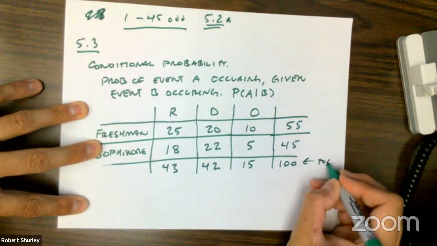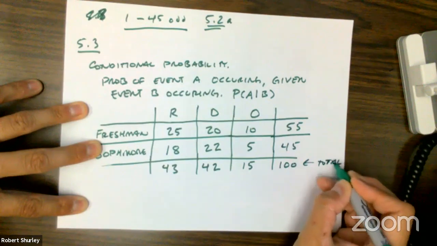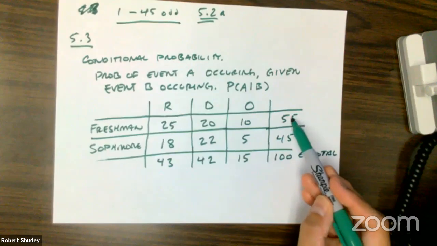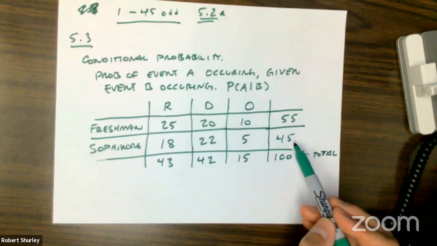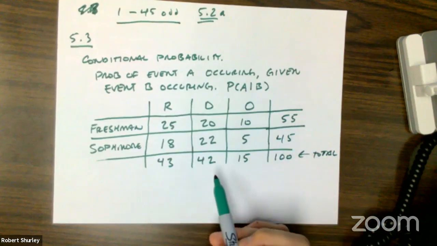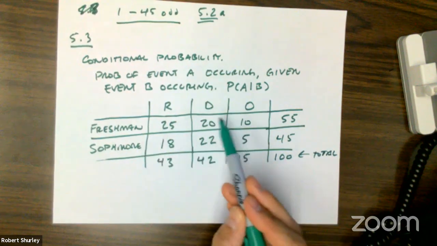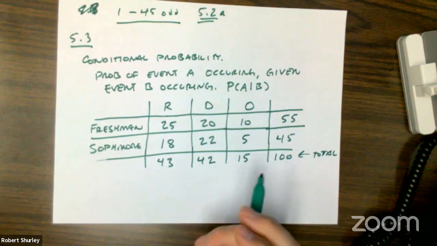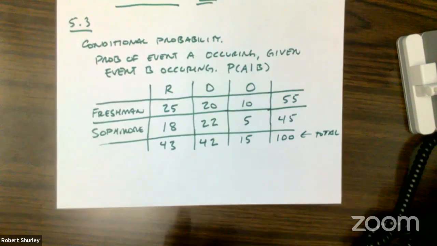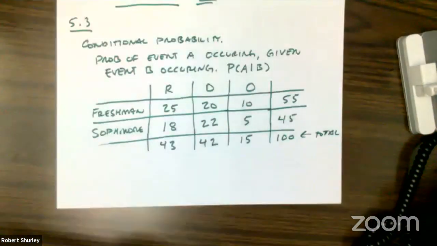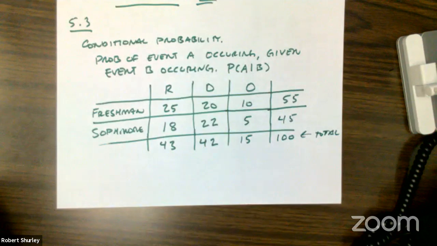We actually interviewed 100 people total, right? 55 are freshmen, 45 were sophomore, 43 were Republican, 42 are Democrat, and 15 are other. And then we've got them grouped in here individually, okay? I'm going to use a different color pen now. I'm going to show you kind of how conditional probability works.